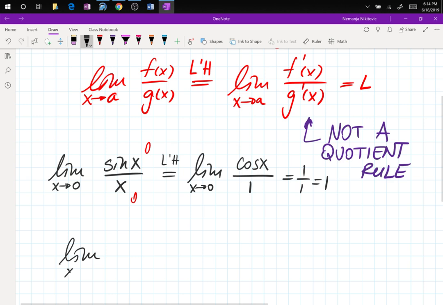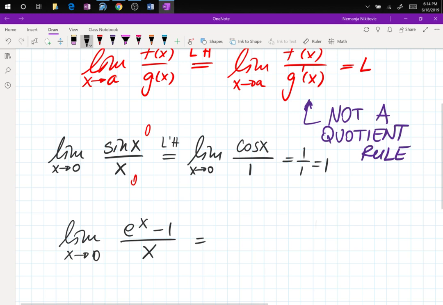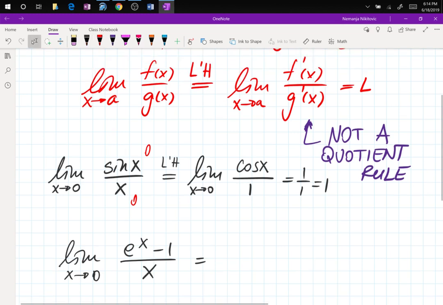So what is the limit as x goes to 0 of e to the x minus 1 over x? E to the x minus 1. It's going to be the limit of... Write it down, write it down.